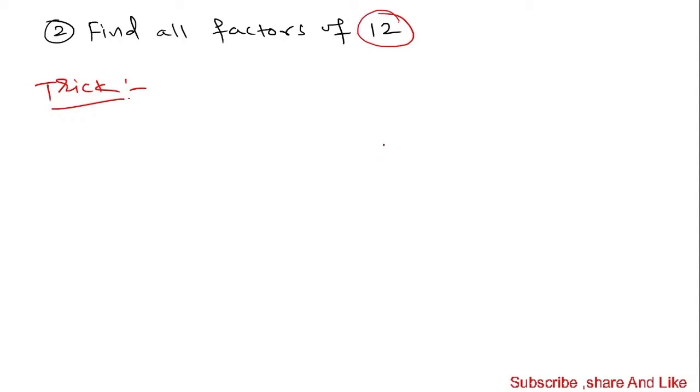That means check 12. So I write here, suppose 1, 2, 3, 4, 5, 6, 7, 8, 9, 10, 11, 12. You have to check whether this 12 is present in all these numbers' tables or not. If it is present in the table of that number, that means this number is a factor of 12. So how do we check it? As you know, every number is present in the table of 1. That means 1 is a factor of every number.